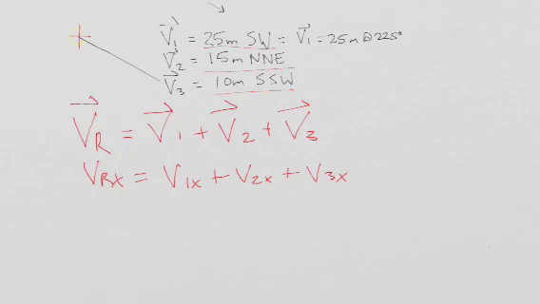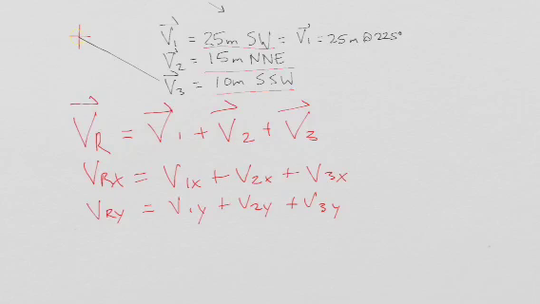What's Vry going to be equal to? V1y plus V2y plus V3y. Can I figure out what my V1x is from the information I was given? Yeah, I can. What formula am I going to use for each of those little V1x, V2x, and V3x? What little formula am I going to use?